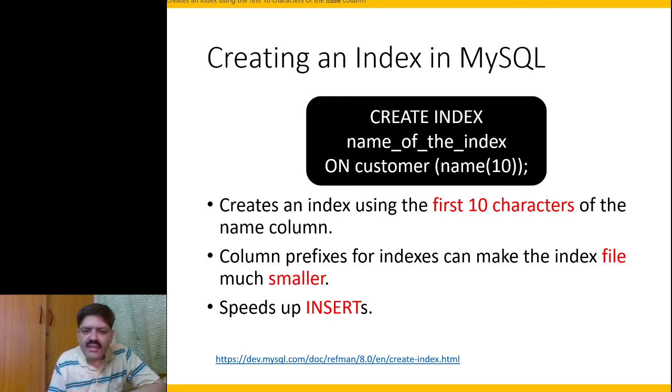So an index creates... An index can be created using many different ways. So for example, I can take the first 10 characters of the name column. So if I'm going to search by name, then I can take the first 10 characters of the name and then give a pointer, so that it's easier to access when the query contains names.